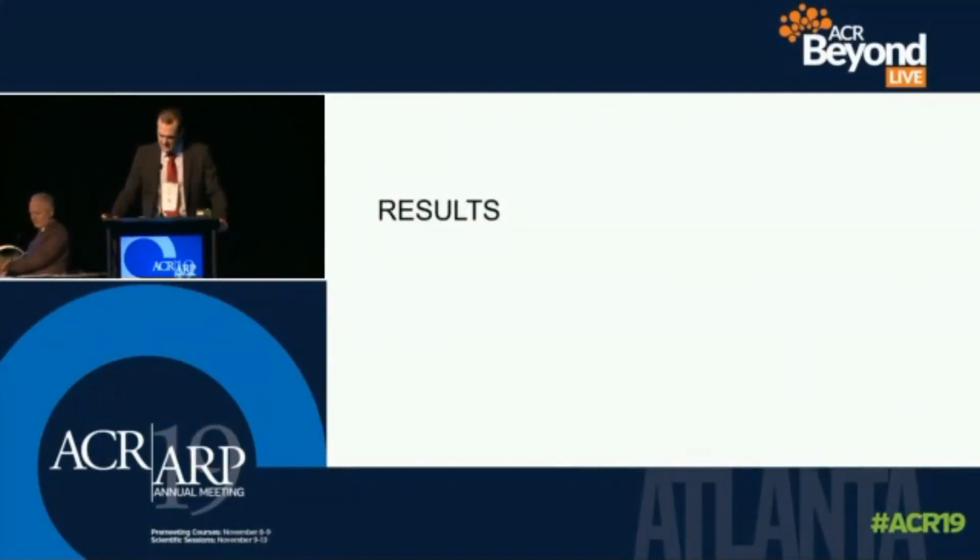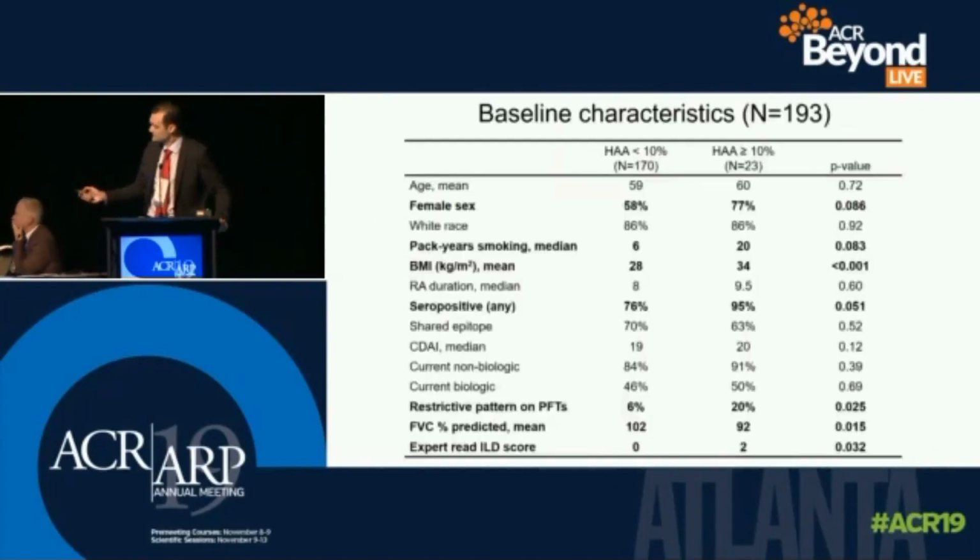And for our results, a total of 193 patients were included. The mean age was 59 years. The median disease duration was 8 years, and the majority of patients were women, Caucasians, and seropositive for rheumatoid factor and CCP. They were on DMARDs, and 35% of the cohort had ILD on extra-density, predominantly mild. 8% of the total cohort had restrictive pulmonary physiology on PFTs.